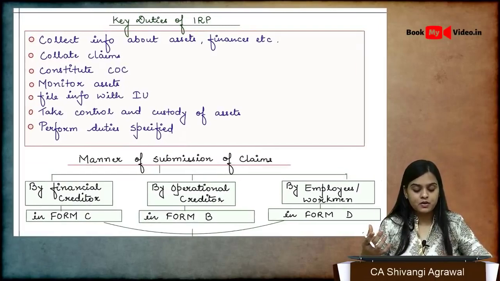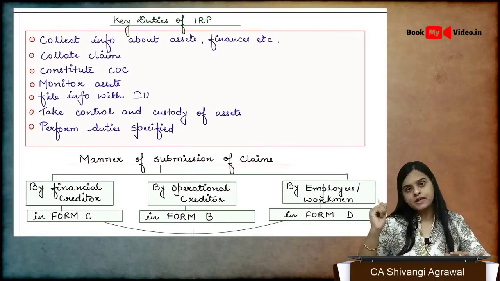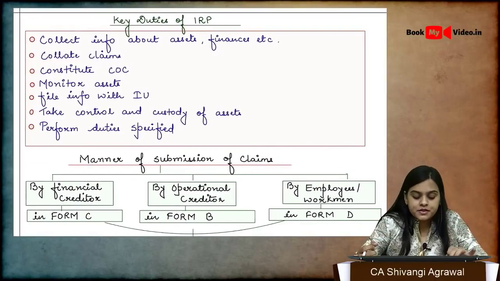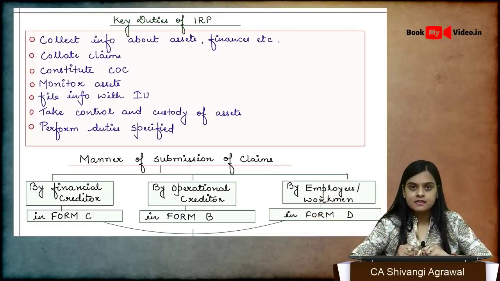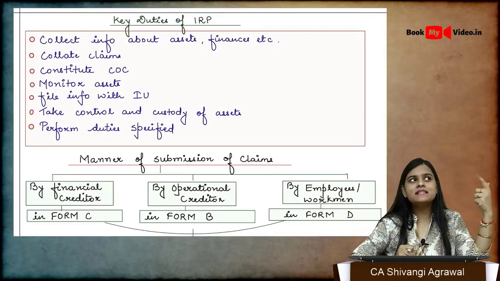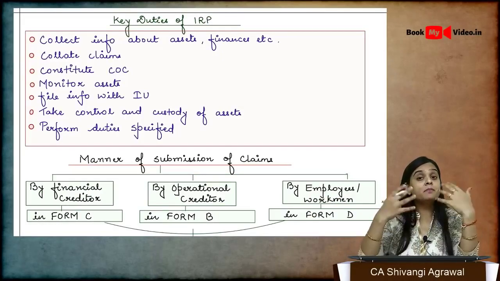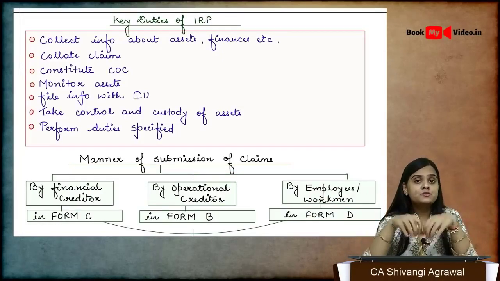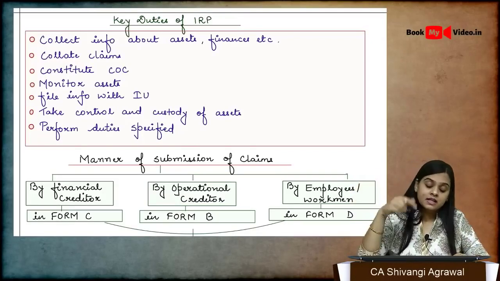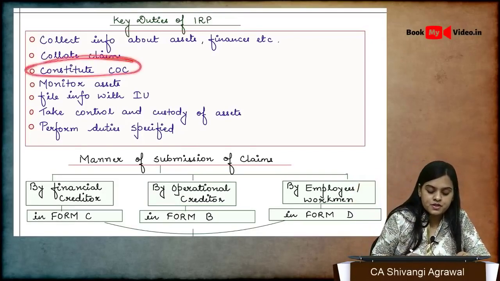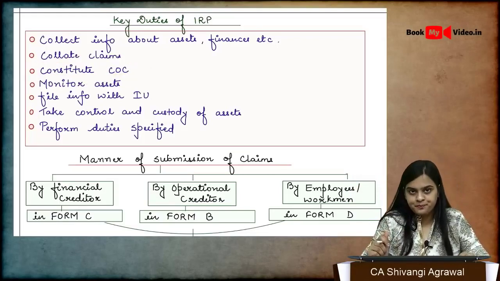At the same time, he also has certain duties. What are the duties? He has to collect information about the assets. And as I told you, when he makes a public announcement, he is making a public announcement for invitation of claims. So he also collects and collates all the claims. He verifies all the claims. The most important function is to constitute the committee of creditors.